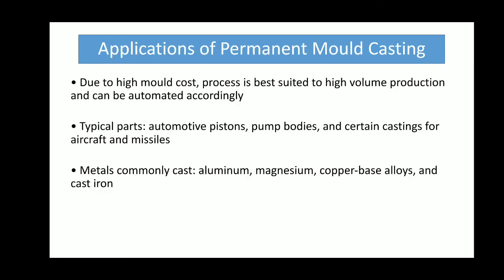Now, applications of permanent mold casting. Due to high mold cost, the process is best suited for high volume production, and it can very easily be automated. You have already seen the hydraulic system; opening and closing can be automated, and pouring of the molten metal is generally automated. Proper condition monitoring may be done, and when required the part can be taken out. Generally automotive pistons, pump bodies, and certain other parts from aircraft, missiles, etc. are cast in permanent molds. The most common metals cast are aluminum, magnesium, copper based alloys, and cast iron.